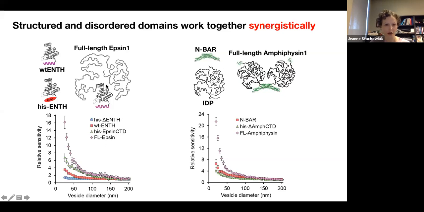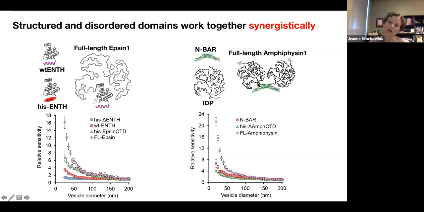So here, for example, with epsin, you can see how much curvature sensitivity the structured domain has here in this red curve. And then the green curve is showing you the disordered domain alone. But then when you put them together, you're on this purple curve, which gives you more curvature sensitivity than you would get from just adding these together. And then it's even stronger over here with amphiphysin, that neither one of its component parts is all that sensitive, but the full-length protein is highly sensitive.